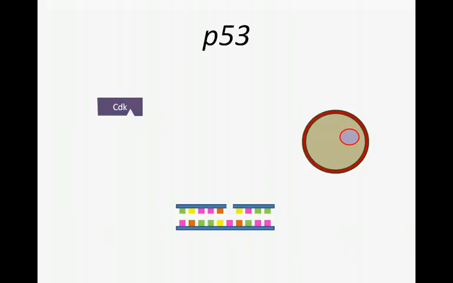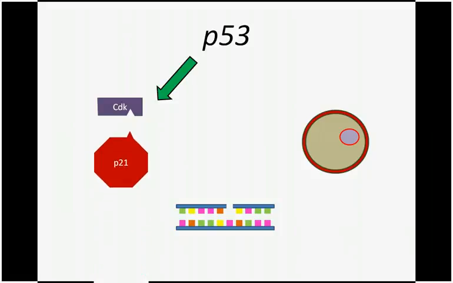One such gene is p53. As a cell senses DNA damage, p53 is activated, leading to the inhibition of progression through the cell cycle. One major way in which p53 slows growth is by stimulating the production of proteins that bind and inactivate CDK molecules, thus inhibiting cell cycle advancement.